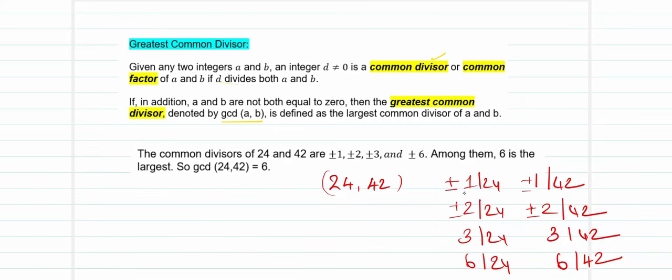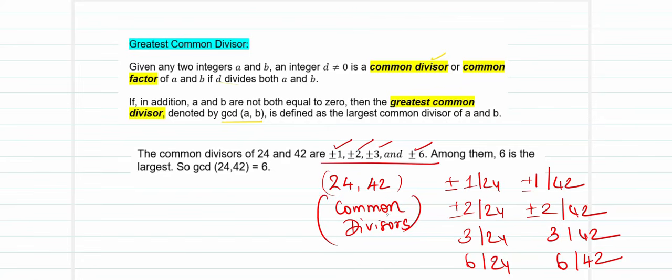Hence, these quantities, which are plus or minus 1, plus or minus 2, plus or minus 3 and plus or minus 6, are referred to as the common divisors or common factors. Now, considering these numbers, which is the biggest of them? The biggest number is plus 6, and hence this plus 6 is referred to as the greatest of the common divisors. Hence, the GCD of the numbers 24 and 42 is 6.